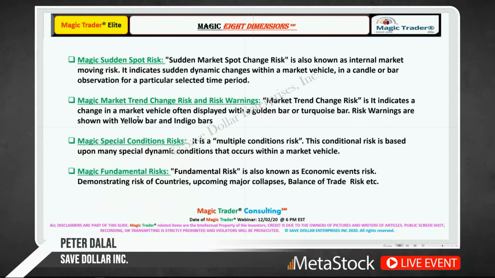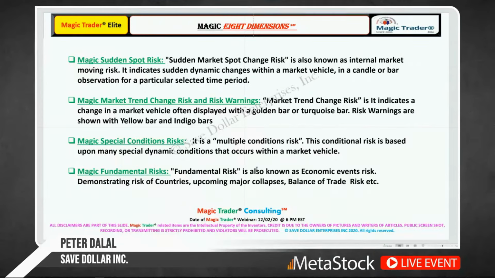Now we also discovered the trend change and risk warnings. As a trader, I wanted to be notified when the risks are changing, say, going from bearish to bullish, and it has to be identified with a pinpoint entry. So we came up with an idea represented by, say, a yellow bar for bullish believers and an indigo bar for bearish believers. And also trend change can be represented by a turquoise color and a golden bar for bearish believers and a turquoise bar for bullish believers.